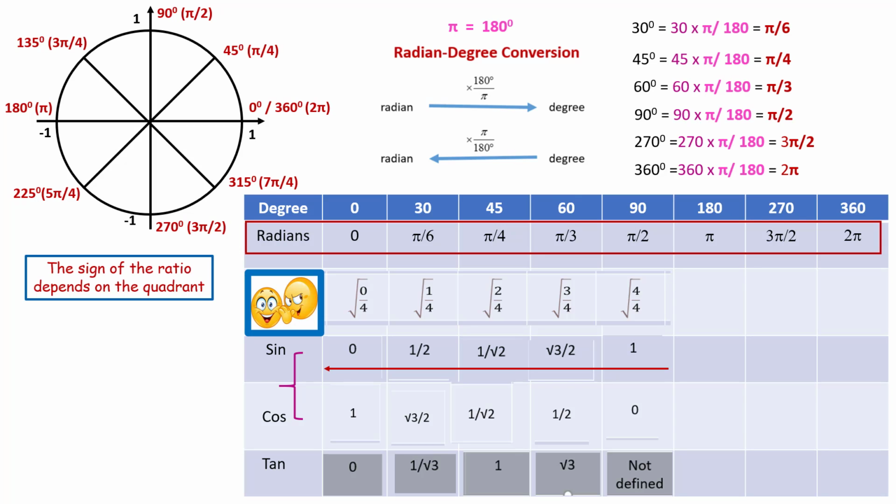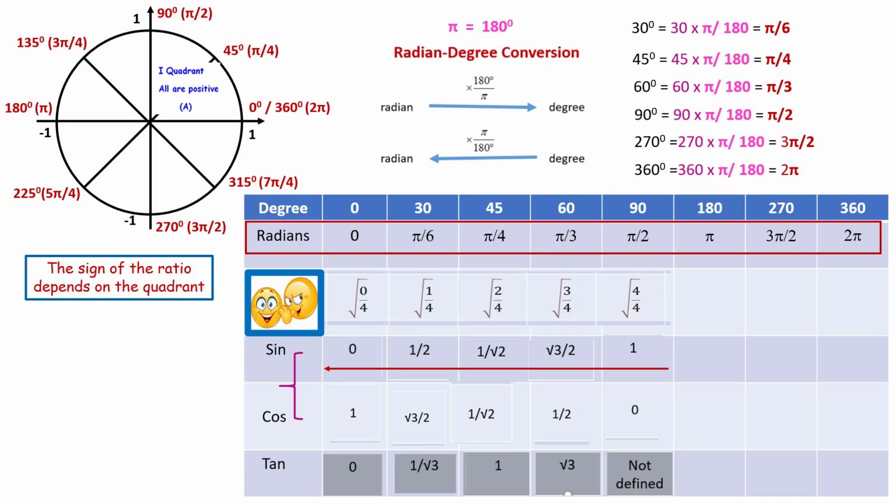Note that the sign of the trigonometric ratio depends upon the quadrant. See here, from 0 to 90 degrees, there is no sign. That means there is no negative sign. All are positive values ranging from 0 to 90 degrees for sine, cos and tan. The reason for this is that in the first quadrant, all the trigonometric ratios are positive.